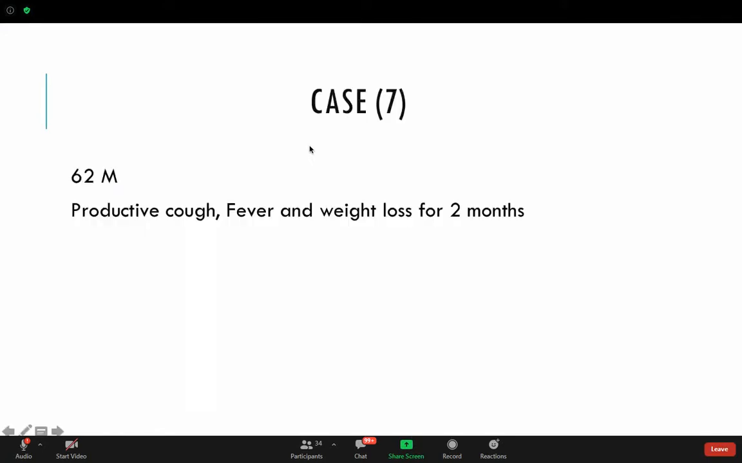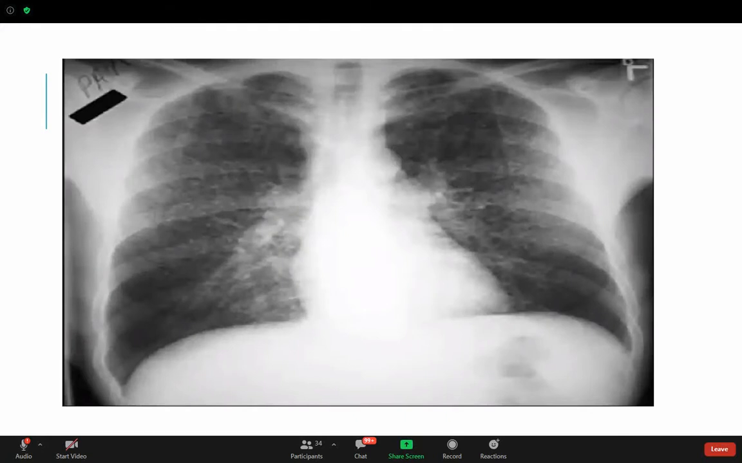Okay, good, good. Okay, how about this case? A 62-year-old with productive cough, fever, and weight loss for 2 months. Whenever you see weight loss and some of those constitutional symptoms, pay attention. Those are a red flag, okay? This is her chest X-ray. What do you guys see? Describe.